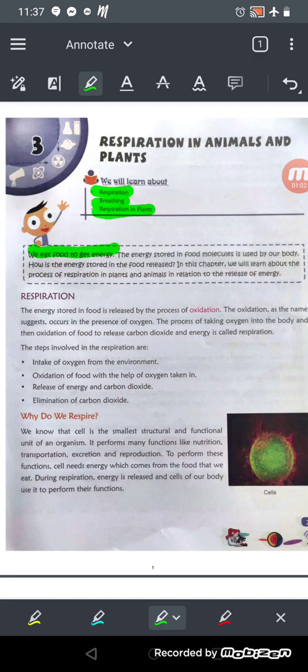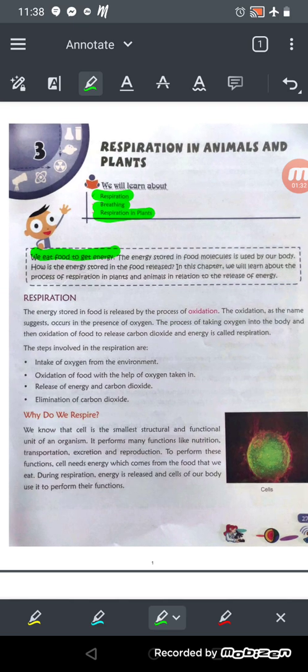We have studied in the chapter on nutrition in animals that the energy stored in food molecules is used by our body, right? We have learned that the food we eat goes to the small intestine, large intestine, and is absorbed by our villi and sent to different parts of our body. Then it is absorbed and assimilated, and used by our body to get energy.